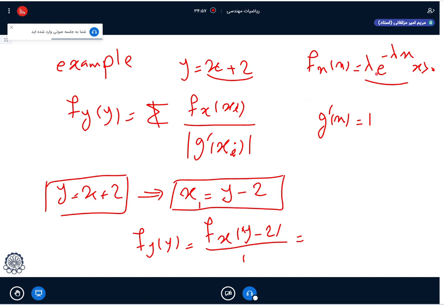If we replace the exponential distribution for f_X in this formula, we have the result. From the first approach, we have this formula and we have the same formula from the second approach. So the second approach is very easy. You should use this formula, and you know f_X, you know g prime of x_i, you only should compute the PDF of y.